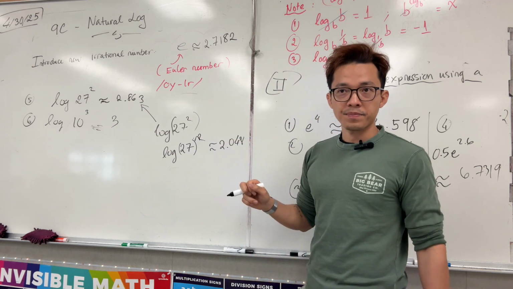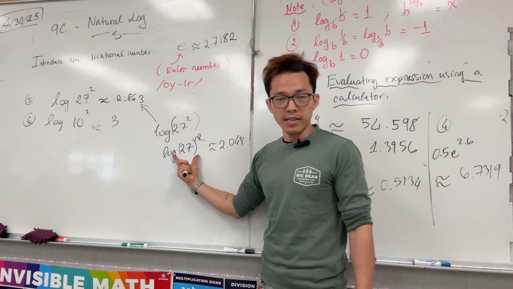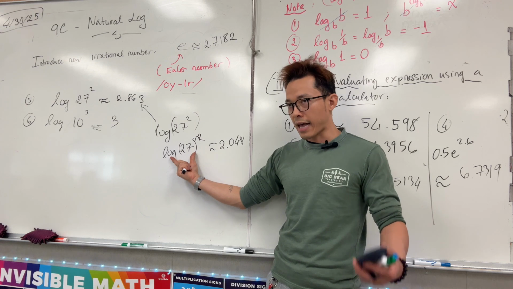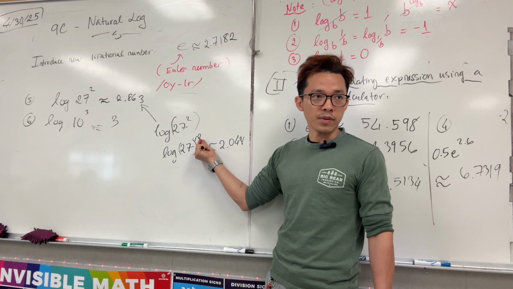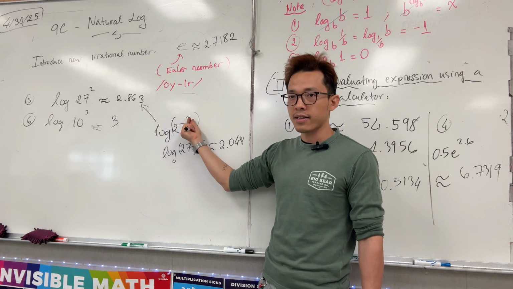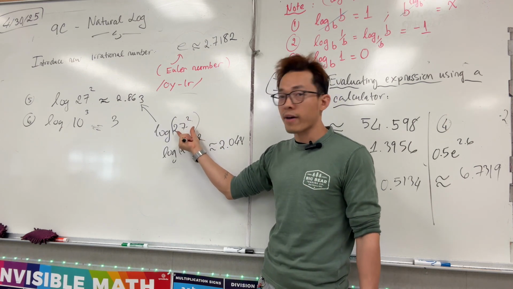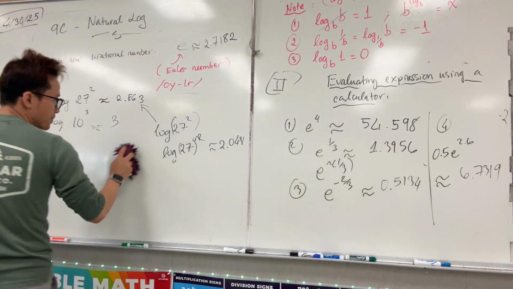Why? Because what the calculator does over here is take the log first, and whatever the answer is, it squares later. That's going to be wrong. Okay? You need to close the parenthesis between the 7 and the square to let the calculator know that you need to square first, and then you take the log. Make sense? Okay.